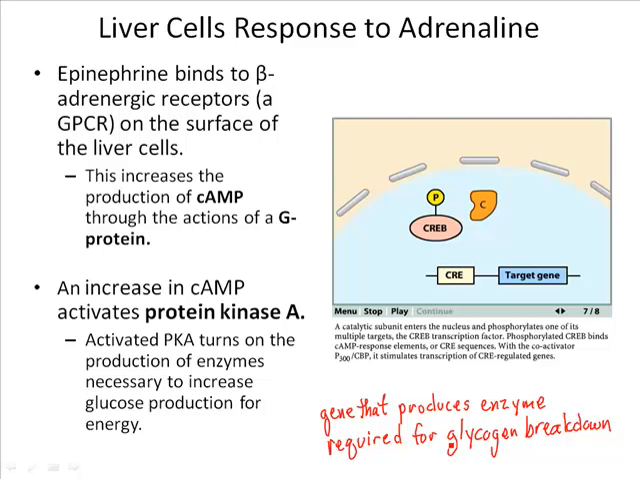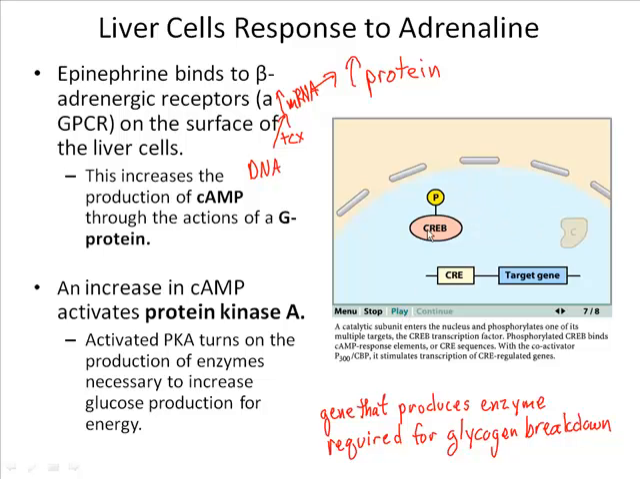What's one way in which we can increase glycogen breakdown? How about increasing the amount of enzyme available for that breakdown? And how do you increase the amount of a protein in the cytosol? You can increase the amount of RNA for that protein. And how do you increase the amount of RNA for a protein? You can increase the rate of transcription. So that's what we're going to see here.